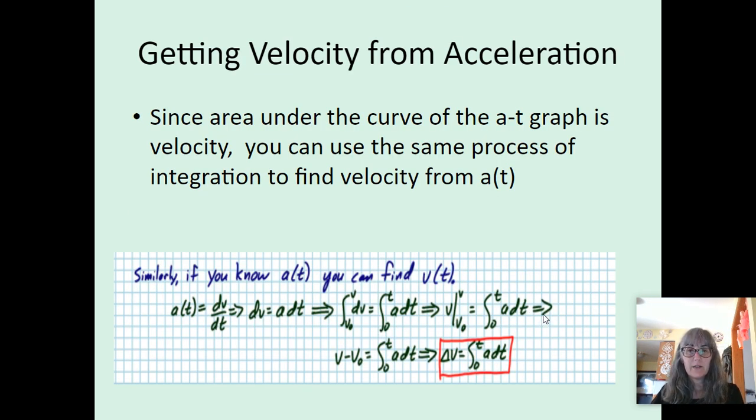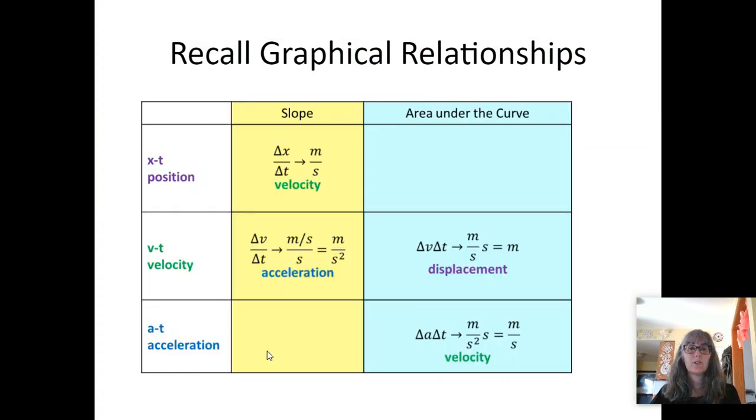So how do you get velocity from acceleration? Since the area under the curve is velocity, you use the exact same process. So you would take the integral of acceleration in order to get velocity. So just like you do the area under the curve of acceleration to get velocity, it's the integral of acceleration to get velocity. So let's review the graphical relationships.